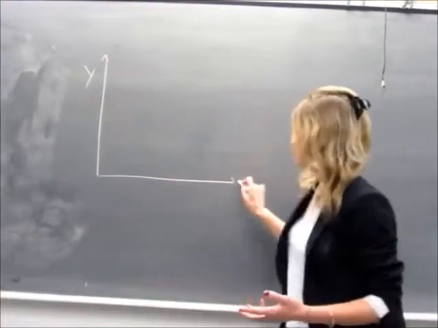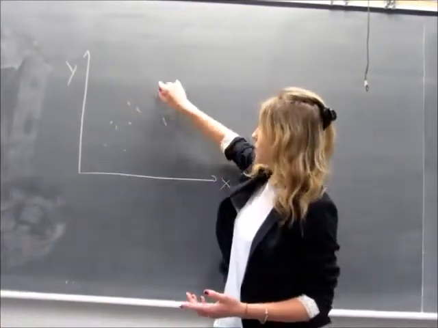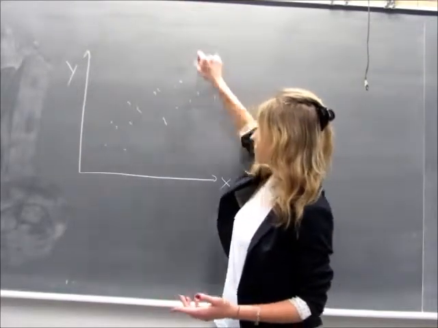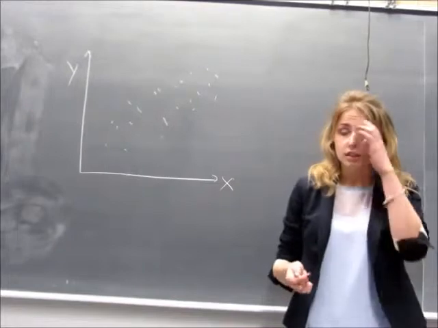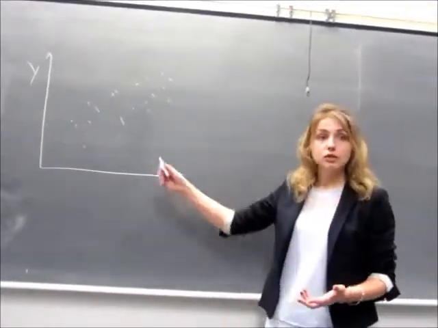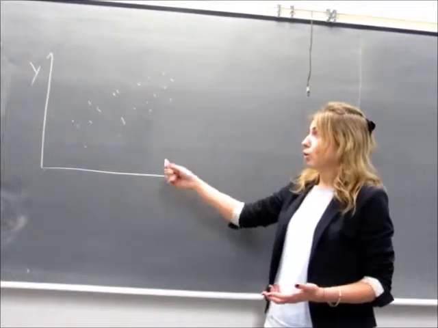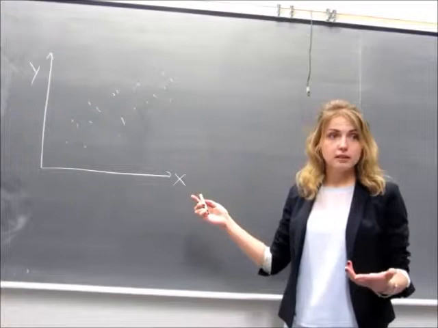So some y dimension, some x dimension, and we have some amount of points. What does it mean to create a linear model? We want to create a model that uses x to describe y. So y will be our dependent variable because it depends on x, and x will be our independent variable.